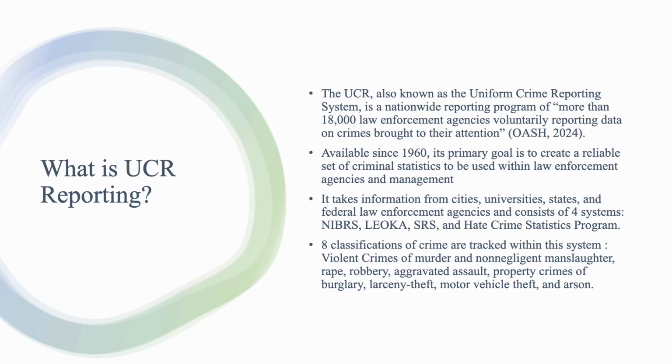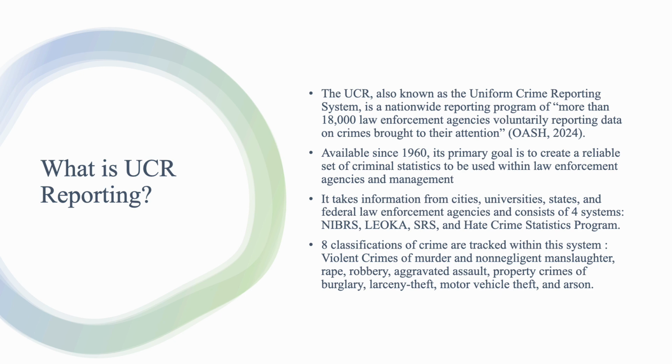To begin, I'm going to establish what UCR reporting is and how it is effective in the law enforcement system. The UCR is also known as the Uniform Crime Reporting System, and this is a nationwide reporting program of more than 18,000 law enforcement agencies voluntarily reporting data on crimes brought to their attention. This system has been available since 1960, and its primary goal is to create a reliable set of criminal statistics to be used within law enforcement agencies and management.